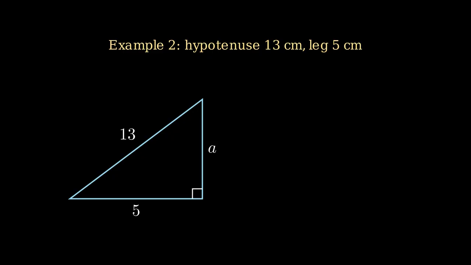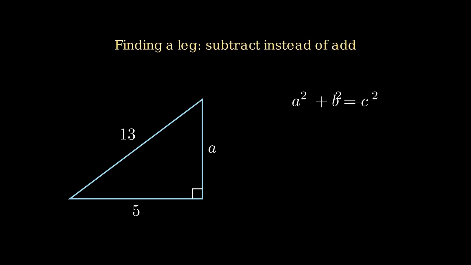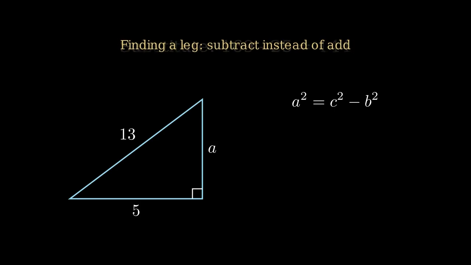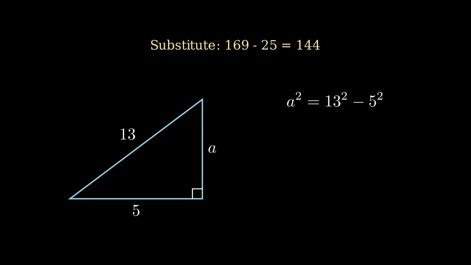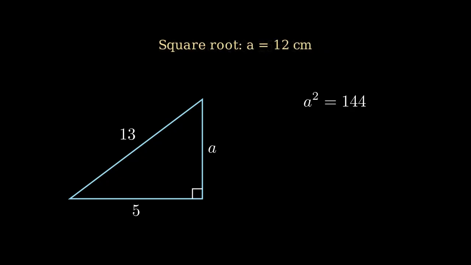That's our hypotenuse. Now for worked example 2, this time we're given the hypotenuse, 13 centimeters, and one leg, 5 centimeters, and we need to find the other leg. Here's the key difference. Because we're now finding a leg, not the hypotenuse, we must rearrange the formula to subtract, not add. So a squared equals c squared minus b squared. Substituting our numbers, that's 13 squared minus 5 squared equals 169 minus 25 equals 144. Taking the square root of 144 gives us 12, so the missing leg a equals 12 centimeters.